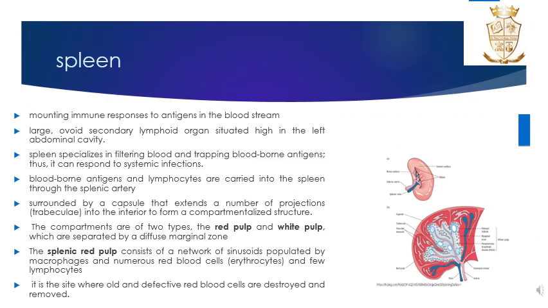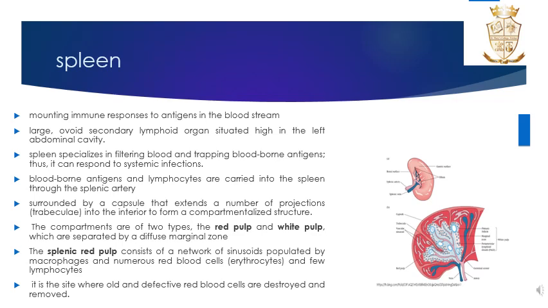Next, we are going to discuss the spleen, a secondary organ. It is a highly organized structure which mounts immune responses to antigens in the bloodstream. Lymph nodes are concerned with antigens in the lymph, and the spleen with antigens in the bloodstream. The spleen is a large ovoid secondary lymphoid organ situated high in the left abdominal cavity, which specializes in filtering blood and trapping bloodborne antigens. Thus, it can respond to systemic infections.